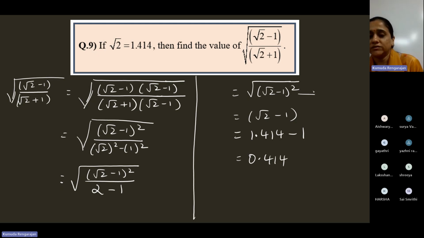If you have a doubt here with this one, under the square root you have root 2 minus 1, two times. Root 2 minus 1 into root 2 minus 1. So the square root of root 2 minus 1 into root 2 minus 1 is root 2 minus 1. One of it will come out of the square root.